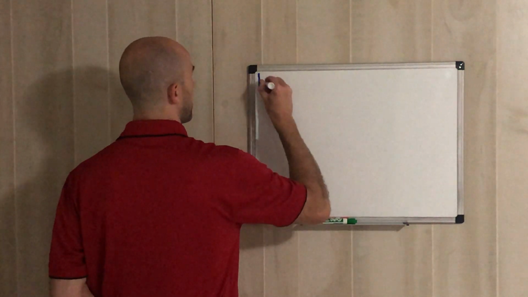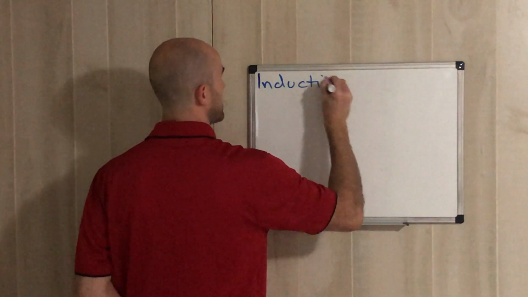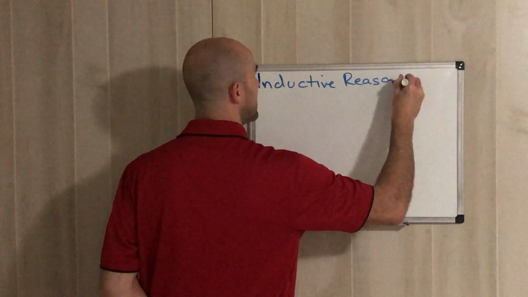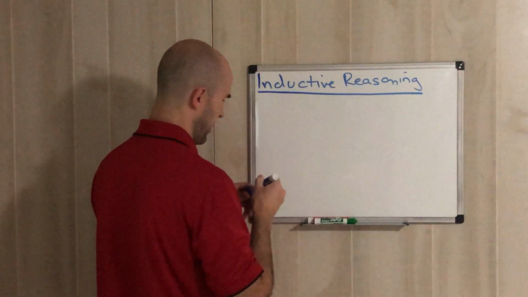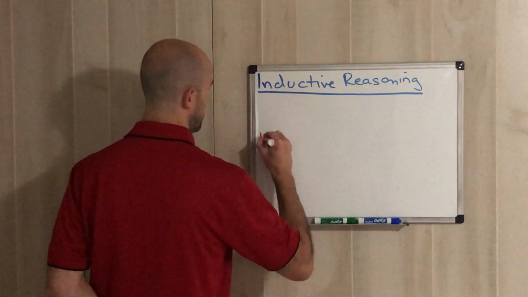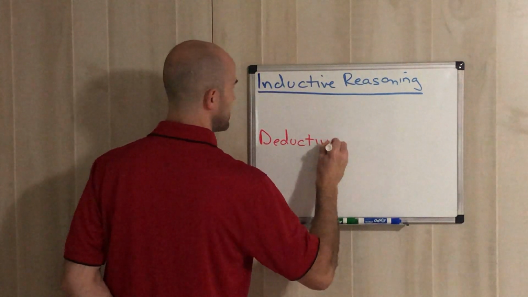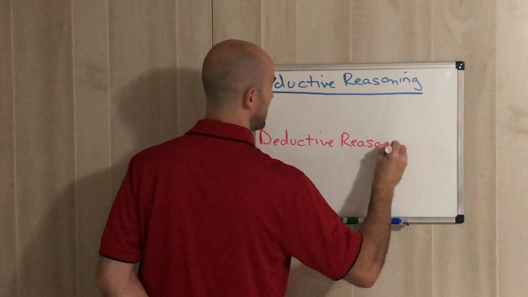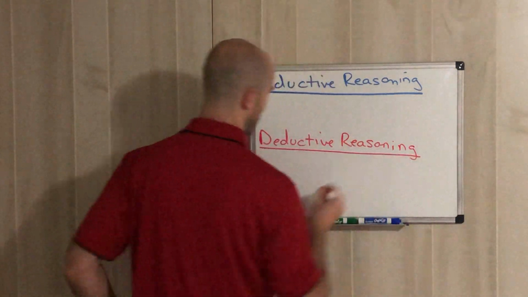So we have something called inductive reasoning, and they're not difficult at all. It's just, again, different ways of thinking about things. We have something called inductive reasoning, and then we have something called deductive, right, with the D. We have deductive reasoning. And again, they're both ways of thinking about things, but it's just different ways of thinking or being able to analyze information.